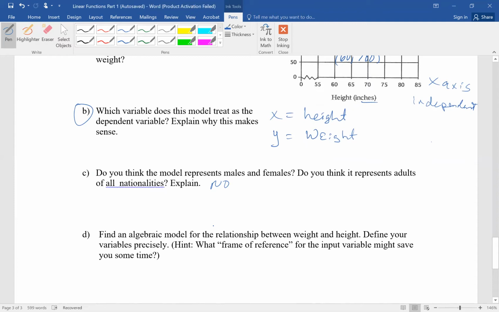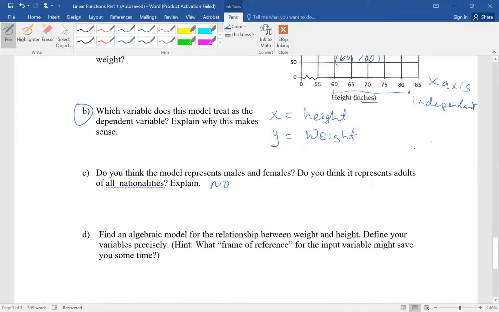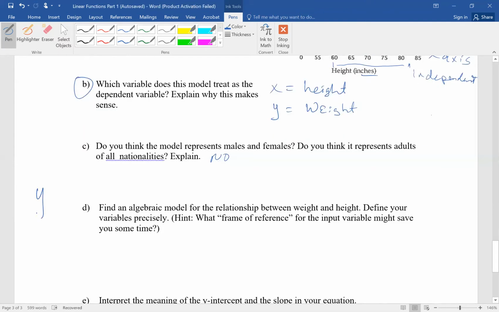Now, here we go. Find an algebraic model for the relationship between weight and height. Now, we already defined our variables precisely. And what frame of reference for inputs might save you some time? We're going to say my frame of reference for my data is that we're only going to talk about people with a height from 60, say, to about 83. We're going to estimate that. So, two questions here to answer. Find an algebraic model. So that's code for find this function again, y equals mx plus b. Okay, and let's go ahead and do that, and then we'll answer the second part of that.